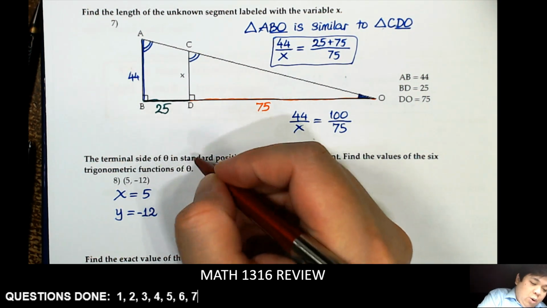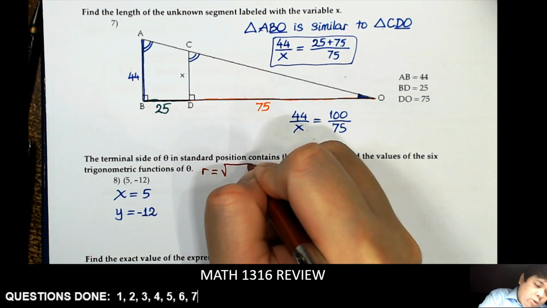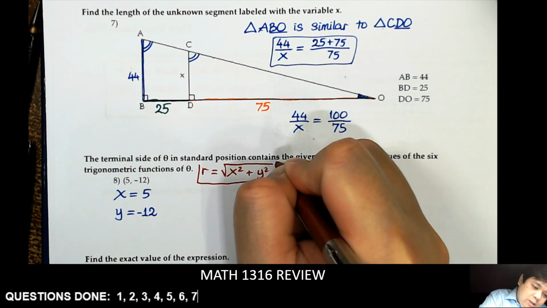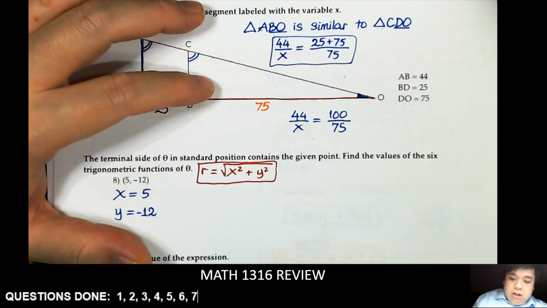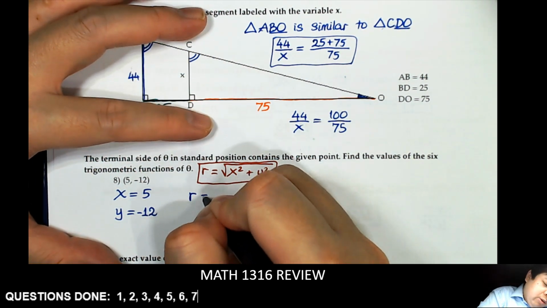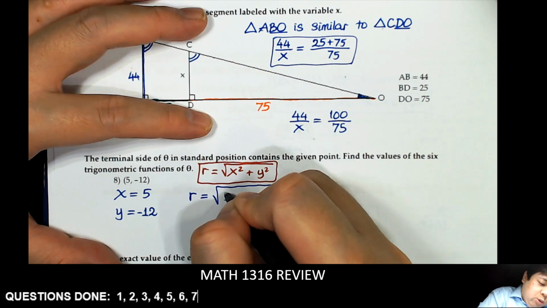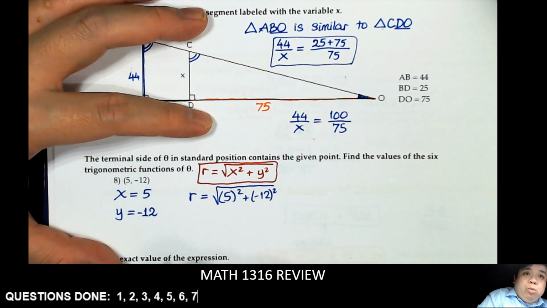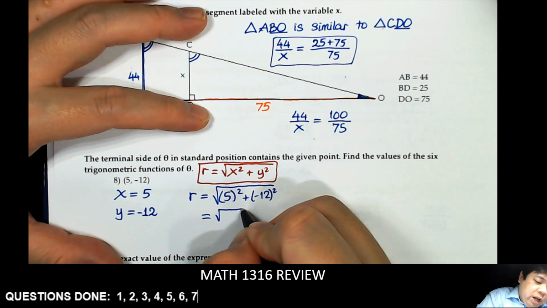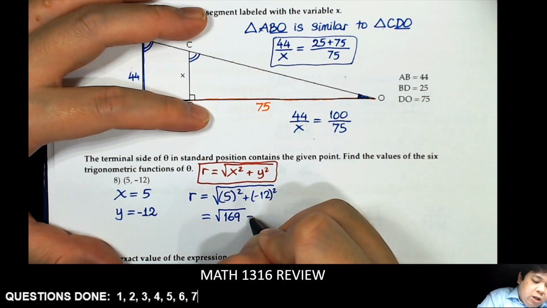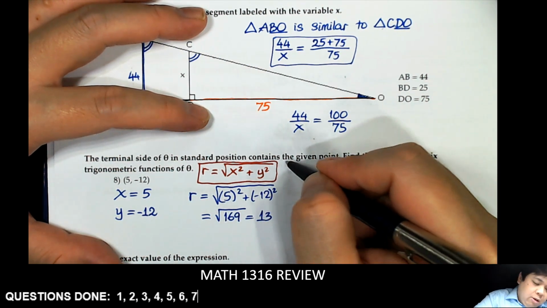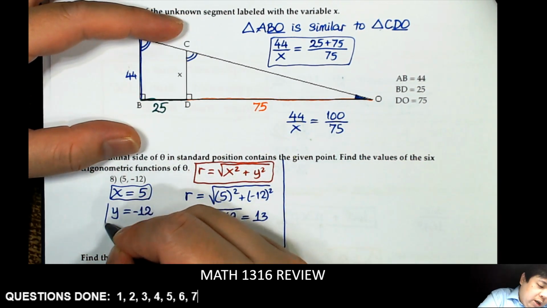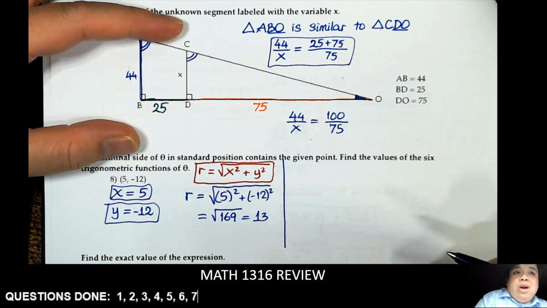R is equal to the square root of X squared plus Y squared. So in our problem we have R equal to the square root of 5 squared plus negative 12 squared. If we calculate, we have the square root of 169, which is 13. So we have X, Y, and R. The rest should be simple.